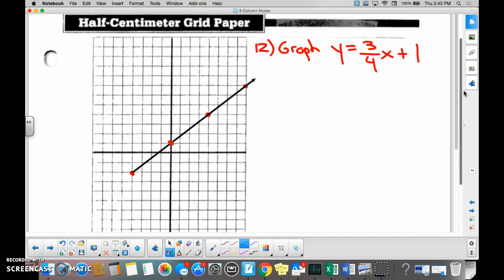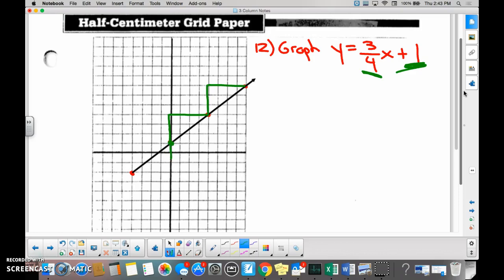Laura, what do we always start with when we're graphing slope-intercept equations? What should we always start with? The y-intercept, she said. Laura, what's the y-intercept? 1. So we start with 1. Once we have 1, we just find our slope. What's our slope, Laura? 3/4. So we rise 3 and we run 4.